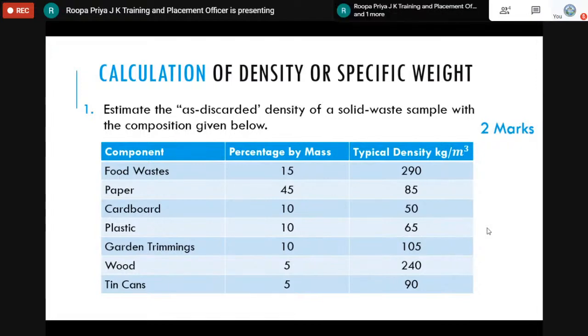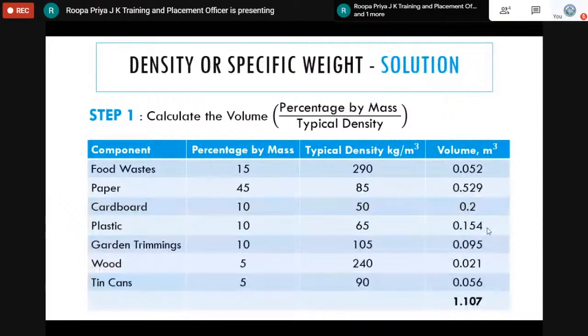How do we solve this? So here go the steps. Step 1 includes the calculation of volume, that is in meter cube. Volume is nothing but the percentage by mass divided by the typical density. That gives you the volume in meter cube. So you have to use the values given under the column percentage by weight, and also consider the typical density given in kg per meter cube. When you divide the percentage by mass by the typical density, you get the volume in meter cube.